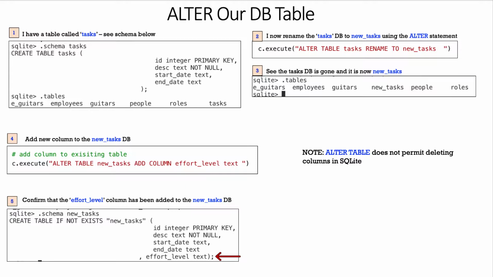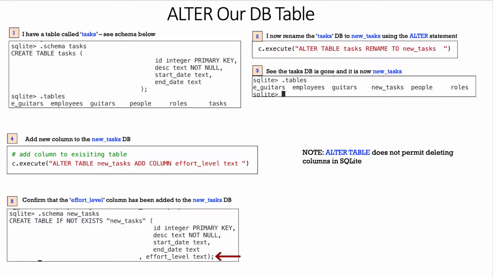Now here we're going to talk about altering our database table schema itself. Not the records stored inside the table, but the actual table itself. So I have a table called tasks, and we can see the schema below when we go to the SQLite interactive console, and we're going to learn about that in a few slides. .schema tasks, and we see that we have an id field, a description field, a start date, and an end date. Okay? We do a .tables, we see all our tables there as well. Now I rename the tasks table to new_tasks using our alter statement. So again, in C.execute, alter table tasks rename to new_tasks.